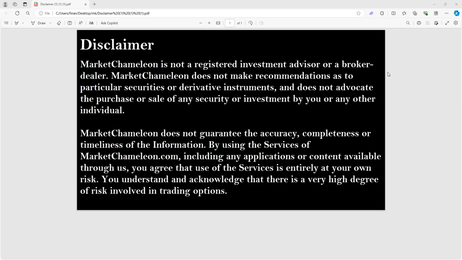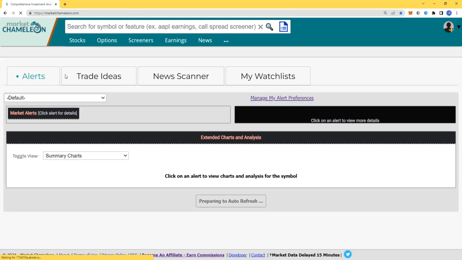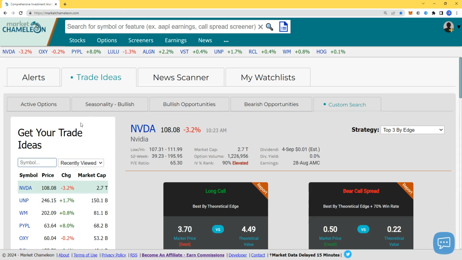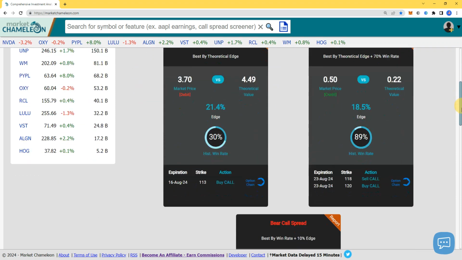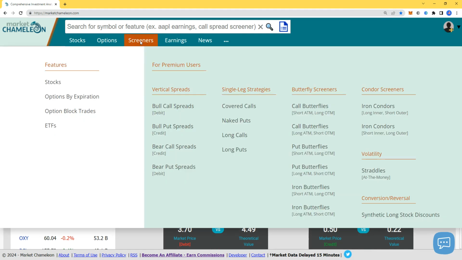With that being said, let's get started with the Market Chameleon straddle screener. So how do you get here? First, sign up if you're not already, 7 days, link in the description below. Okay, and of course you can start with all the options just to see what's going on today. But today we're just going to focus on a different feature.